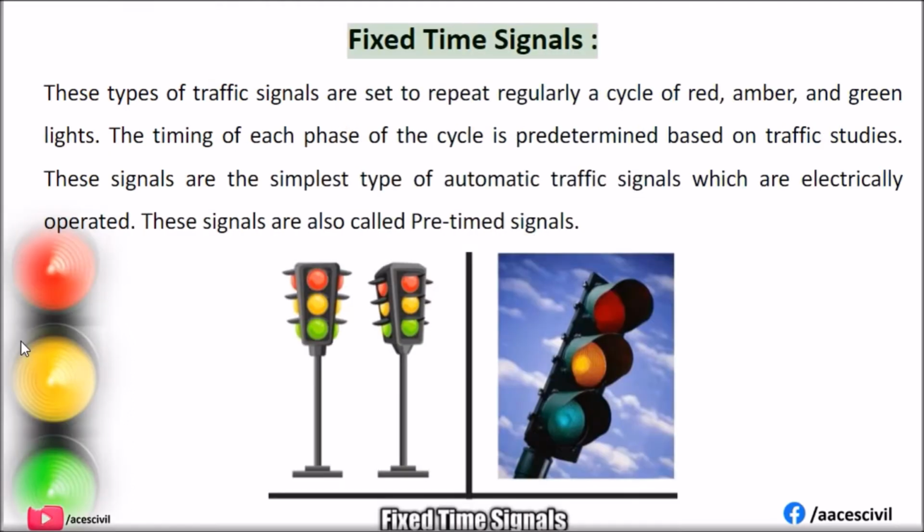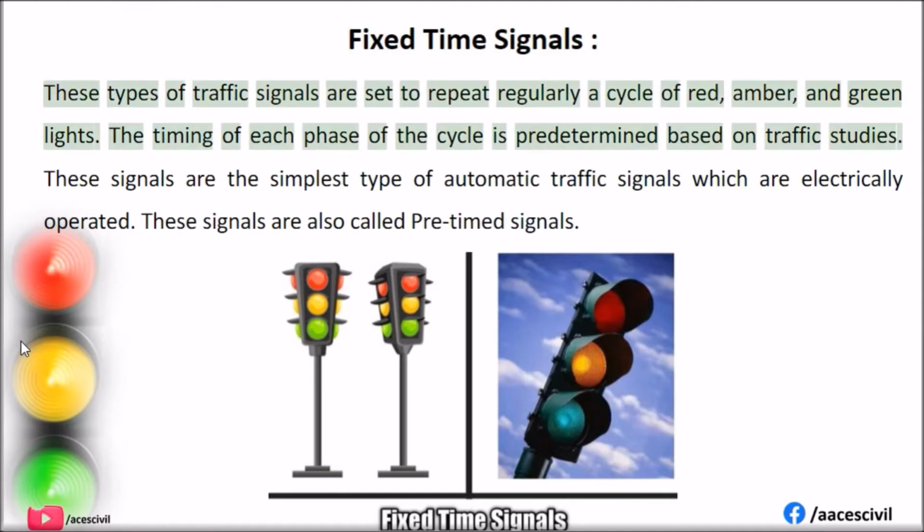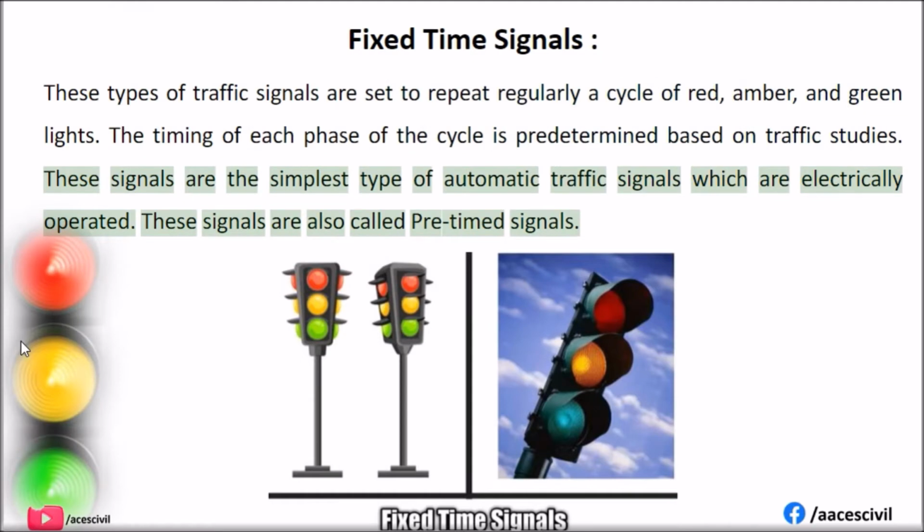Fixed time signals. These types of traffic signals are set to repeat regularly a cycle of red, amber, and green lights. The timing of each phase of the cycle is predetermined based on traffic studies. These signals are the simplest type of automatic traffic signals, which are electrically operated. These signals are also called pre-timed signals.